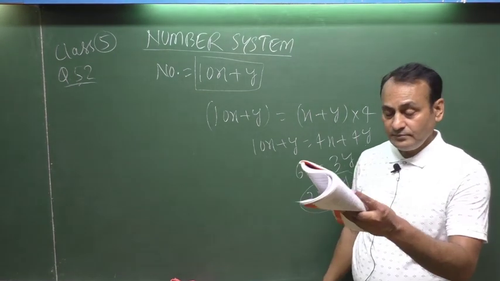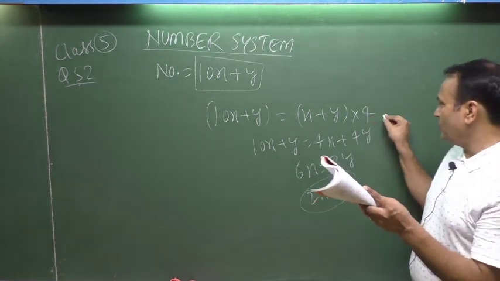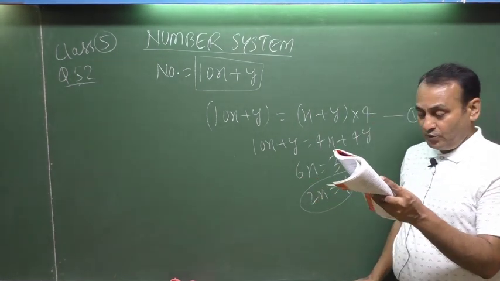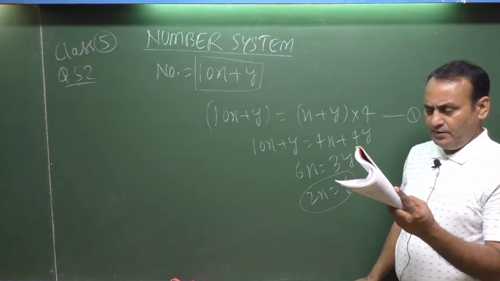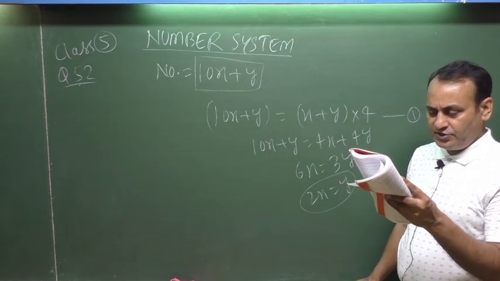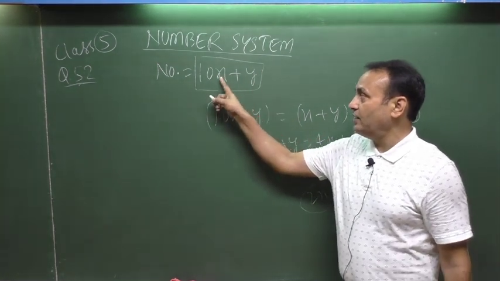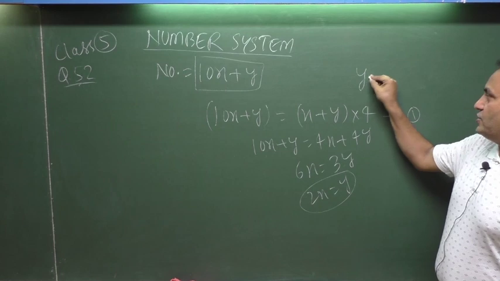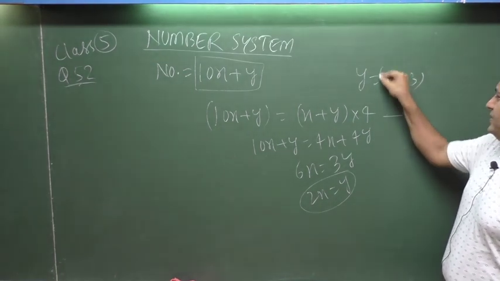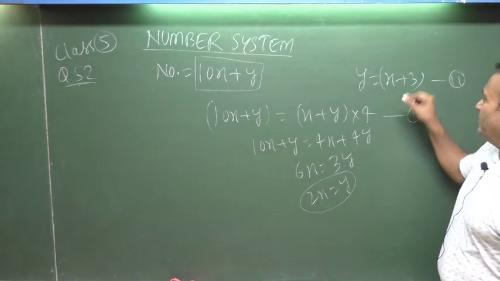See here. Another statement given by the question is, unit digit is 3 more than 10 digit. That means unit digit is 3 more than 10 digit. Question says y equals to x plus 3. This is your second equation given by the question.